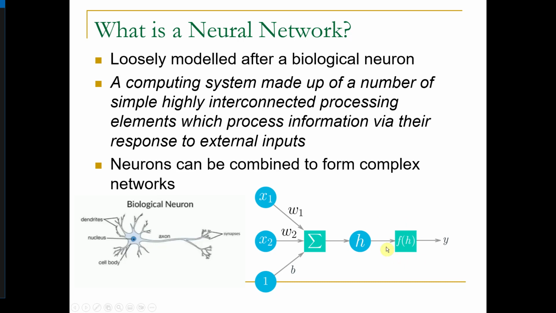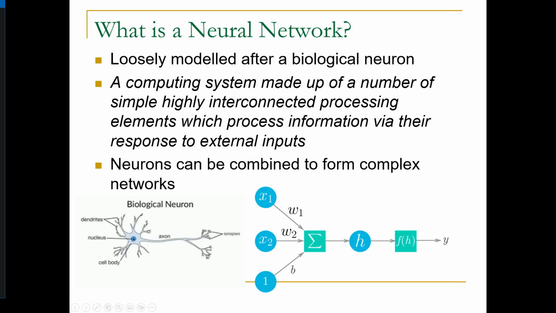And then there's this f of h. This is an activation function. So it controls whether or not the neuron, in this case we're going to call this an artificial neuron, whether or not it fires. So this is very simple, but this is the structure of a neuron or an artificial neuron. And again, neurons are combined to perform complex networks. Thousands or tens of thousands of these things can be combined.